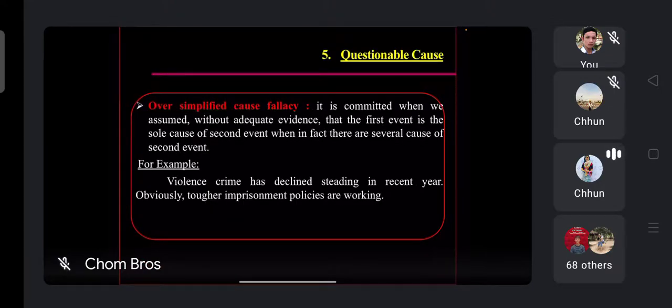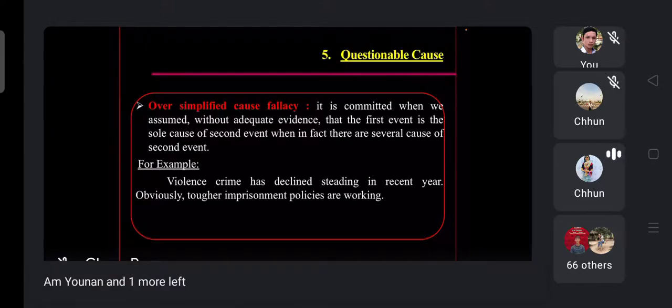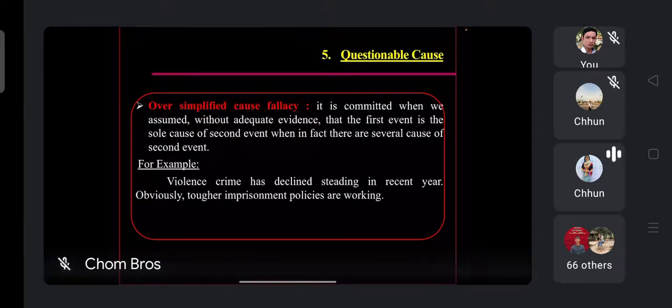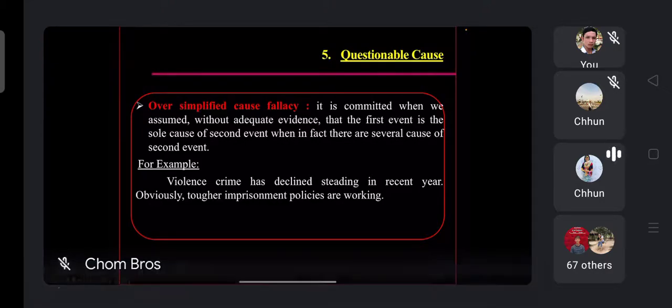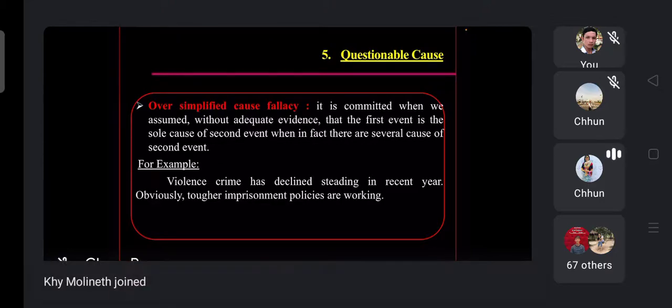And the last one is the oversimplified cause fallacy. It is committed when we assume without adequate evidence that the first event is the sole cause of the second event, when in fact there are several causes of the second event. In short, we can say that event A occurs after event B. Therefore, event A caused event B, even if event A was the result of events D, E, F, and G, etc.